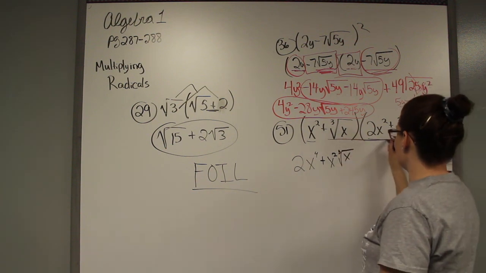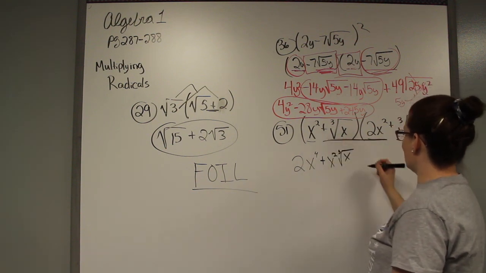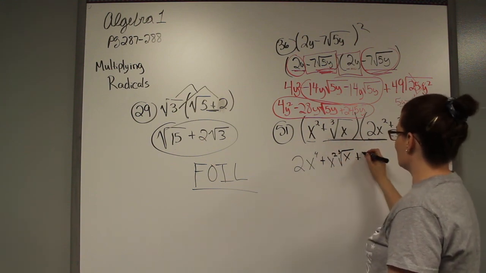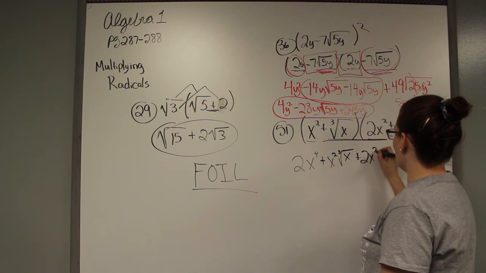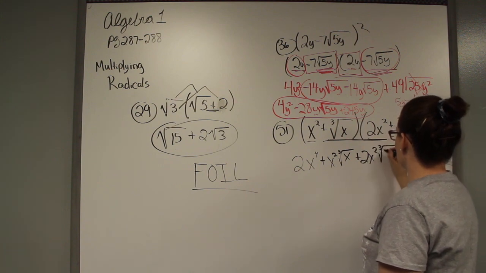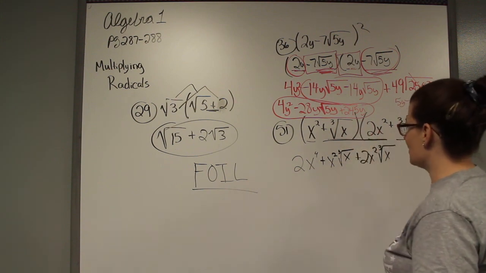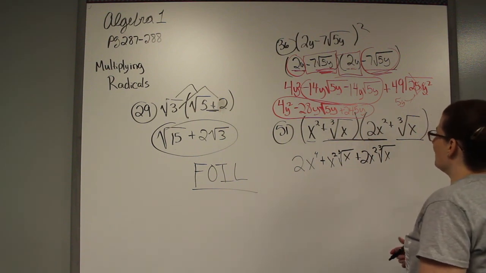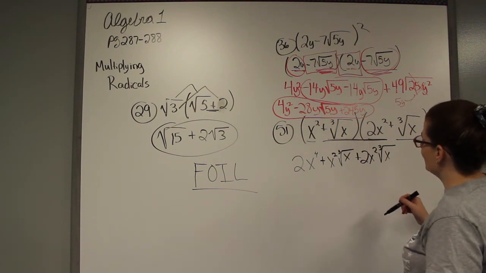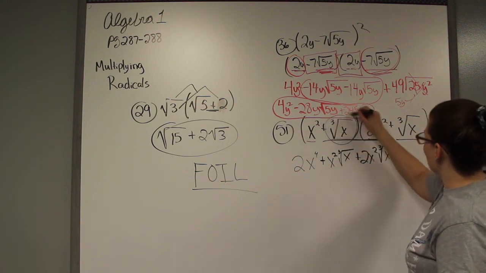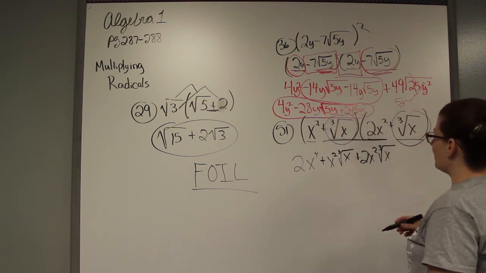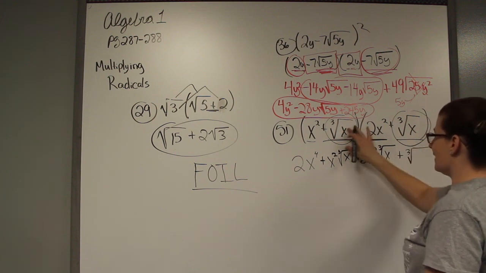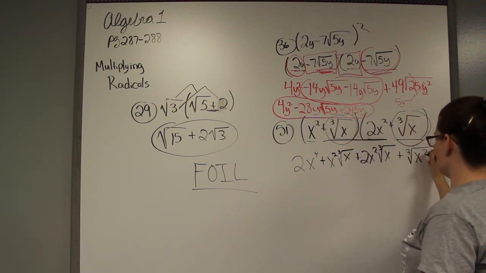On the inside, I'm going to get another positive. Everything's positive in here, so there'll be no negatives. 2x squared times the cube root of x. They just kind of get squished together because they can't be combined right now. And then for my last, I'm going to have these two radicals. So that's going to be the cube root, and x times x makes x squared.